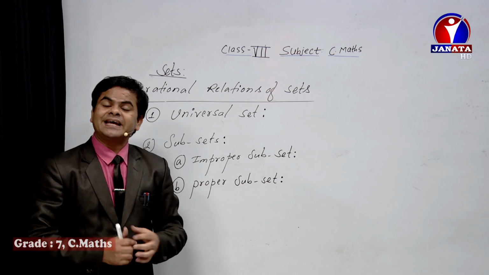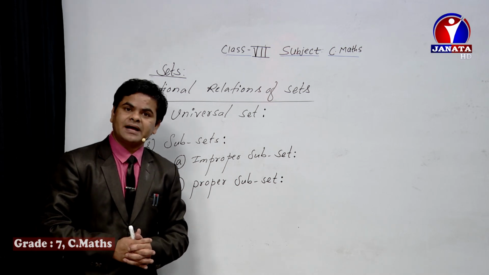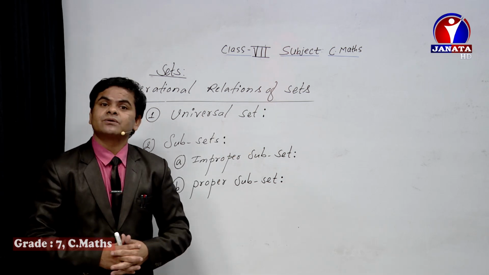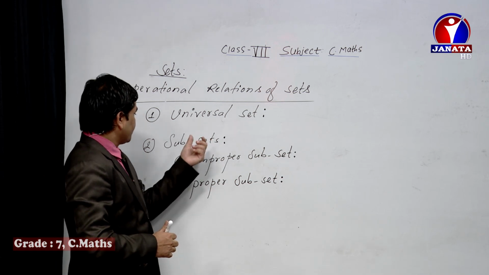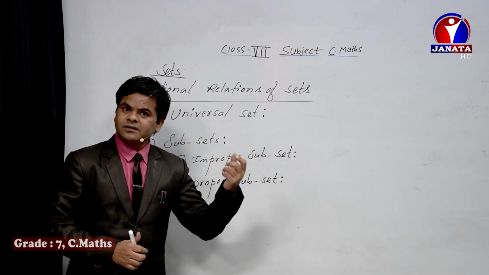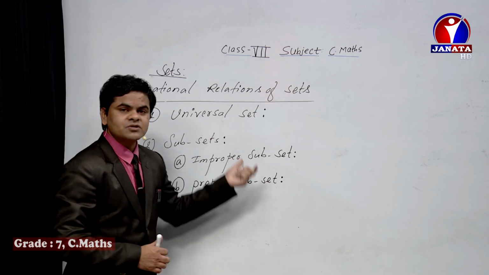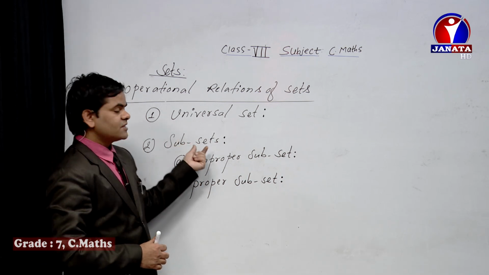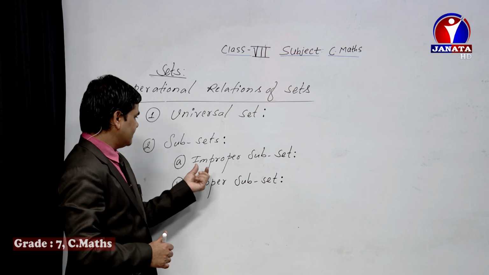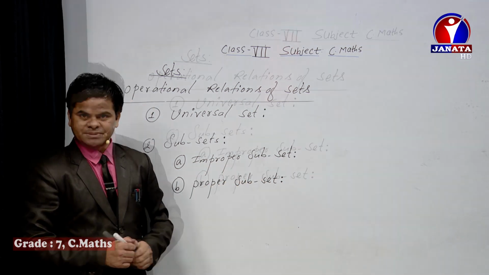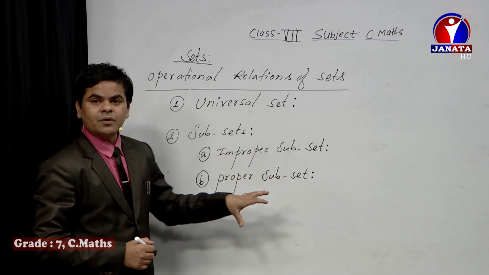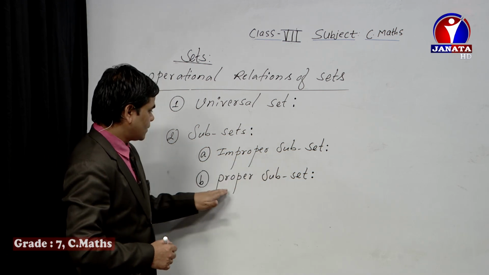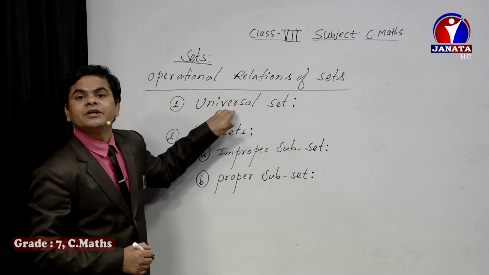Universal set you have already learned in class 6. The universal set is the biggest set among all. It has the maximum elements of any set in comparison to its own subsets. Other subsets are prepared under the system of the universal set, so I have written another topic as subset. Subset has two types: one is improper subset, another is proper subset. By the help of one example, I am going to show you what improper subset and proper subset mean under the universal set.